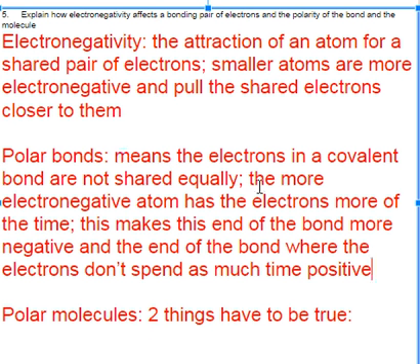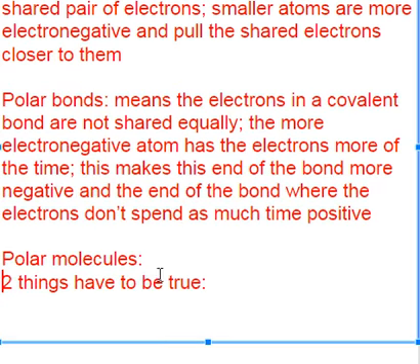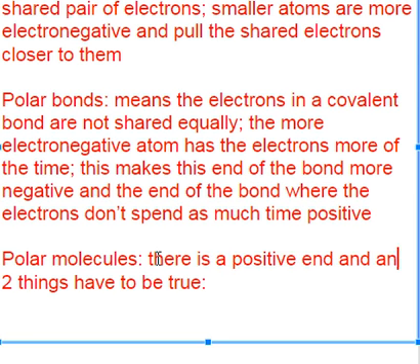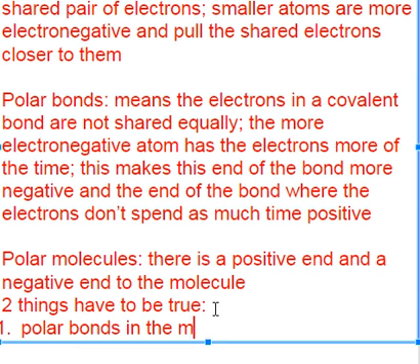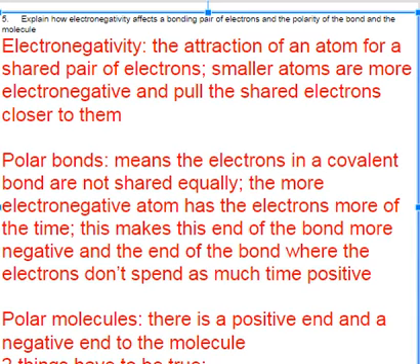So then the question is, how does that affect the molecule? Well, for the molecule to be considered polar, two things have to be true. And what polar molecule means is there is a positive end and a negative end to the molecule. Not a positive center with a negative surrounding it, or a negative center with a positive surrounding it, but a positive end and a negative end. So for that to happen, two things have to be true. First of all, there have to be polar bonds in the molecule. If the bonds are nonpolar, the molecule is not going to be polar because everything's being shared equally.